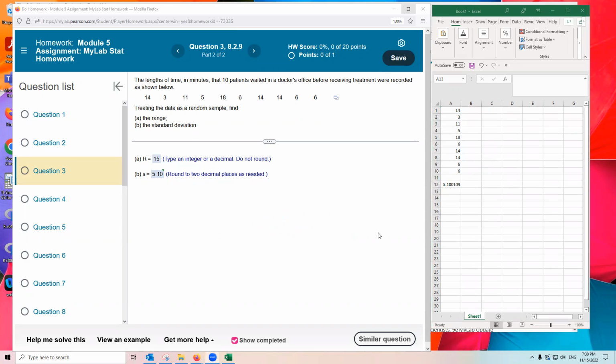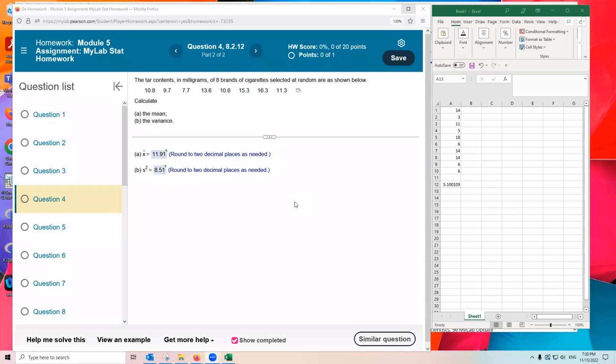All right, here's another example. This is the tar contents in milligrams for 8 brands of cigarettes, and they're asking us here, what is the mean and the variance? All right, well, I'm going to go ahead and use Excel for this again. For the mean, Excel has a command called equals average. And for the variance, there's a command called var.s. We're going to assume this is the variance of a sample.